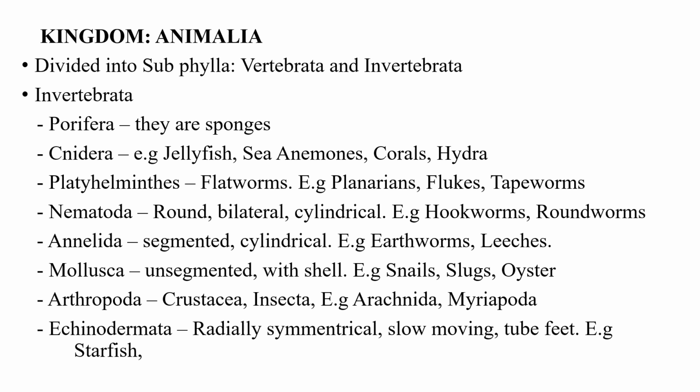We have Annelida. The body of Annelida is divided into subsections called segments, and that is why they are referred to as being segmented. They are also cylindrical in shape. Examples include the earthworms and leeches. Then we have Mollusca. Mollusca are generally animals with shell. In their own case, they are not segmented. That is, the body is not divided into small portions. So examples include snails, slugs, then oysters.